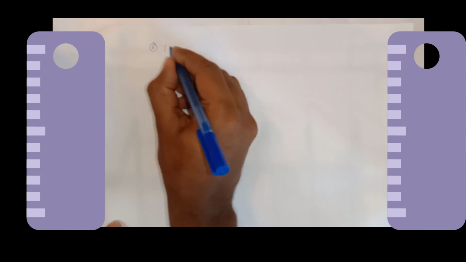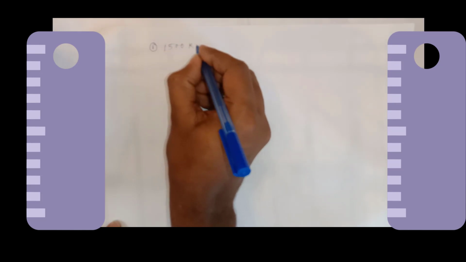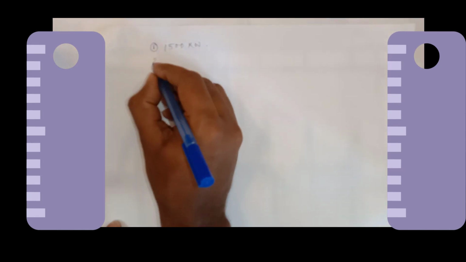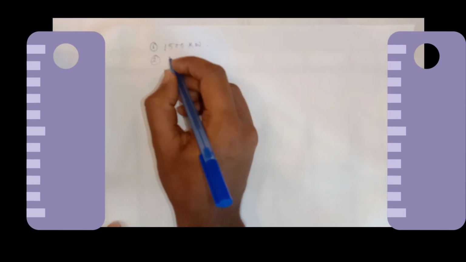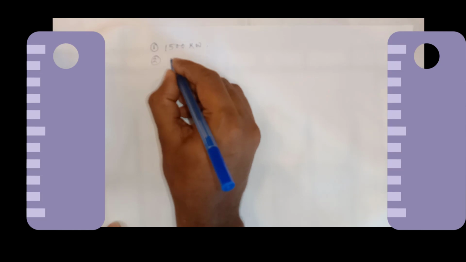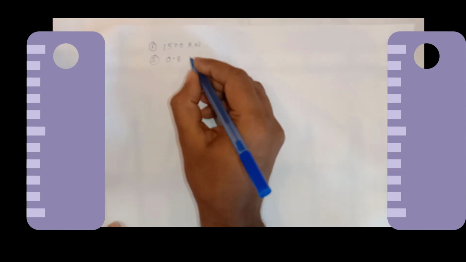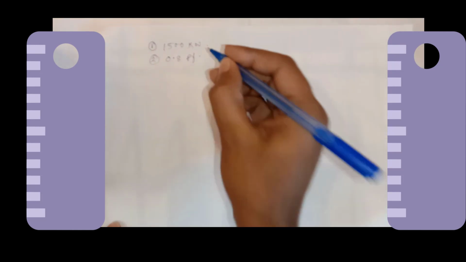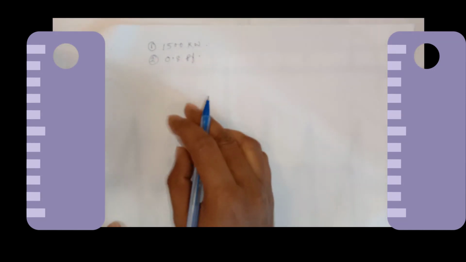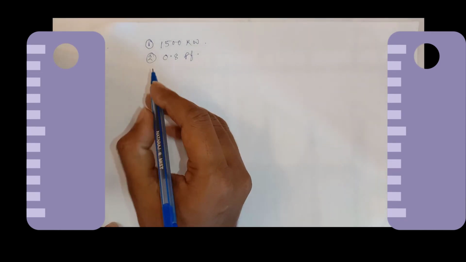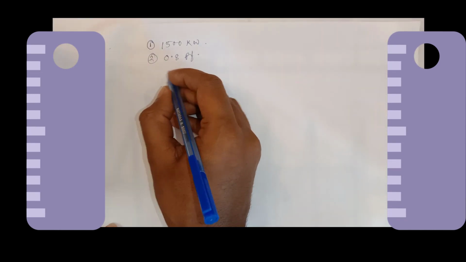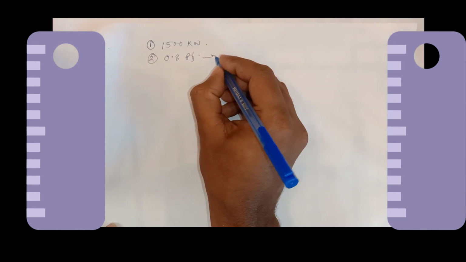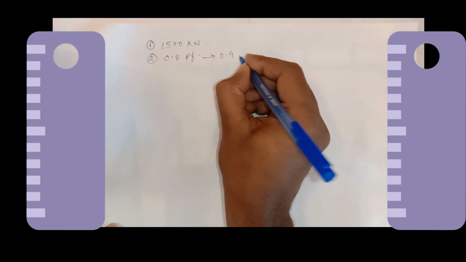Let's say this is 1500 kilowatt. The second is the power factor at which your power plant is taking the supply. Let's say that is 0.8 power factor, and you want to decrease the monthly electricity bill. That's why you want to increase this power factor to 0.9.